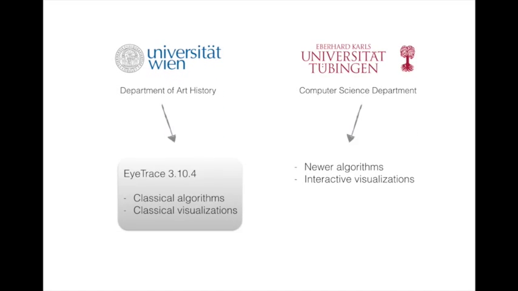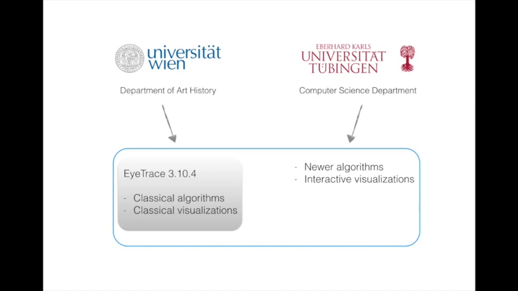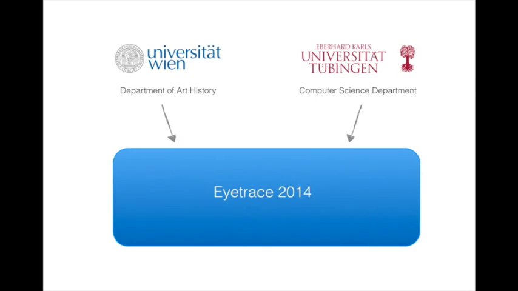Eyetrace 2014 has its origins in a cooperation between the Department of Art History at the University of Vienna and the Computer Science Department at the University of Tübingen. Vienna has been working with the comprehensive software tool Eyetrace, and Tübingen worked with an unstructured collection of newer evaluation and visualization scripts. So we combined the advantages of both, kept the name Eyetrace, and developed a new and multifunctional tool, Eyetrace 2014.